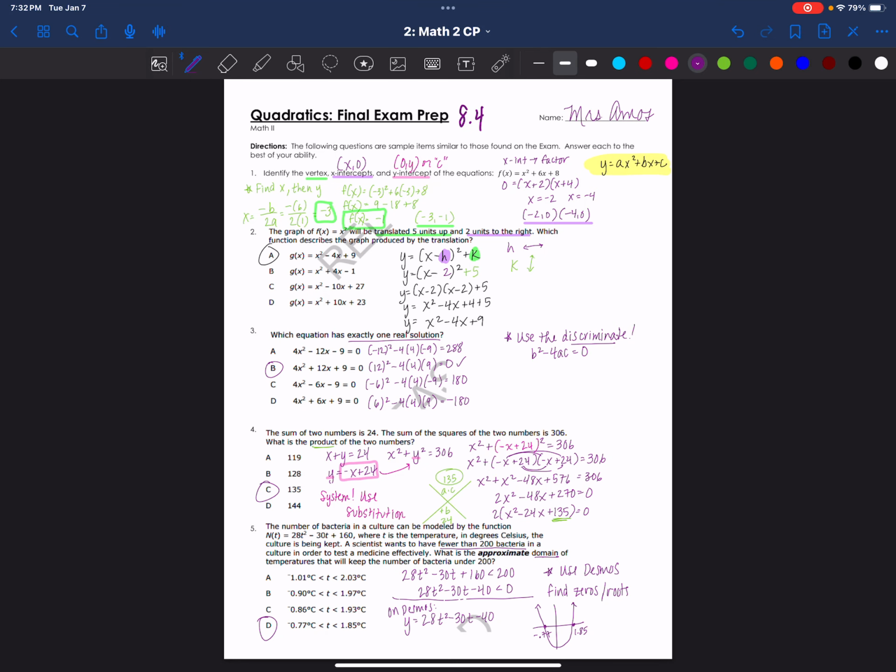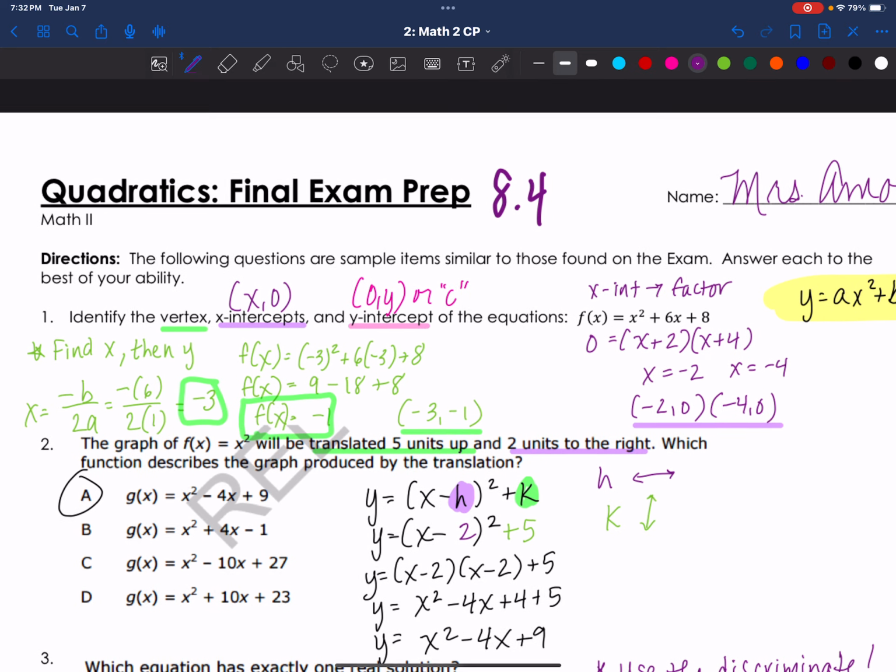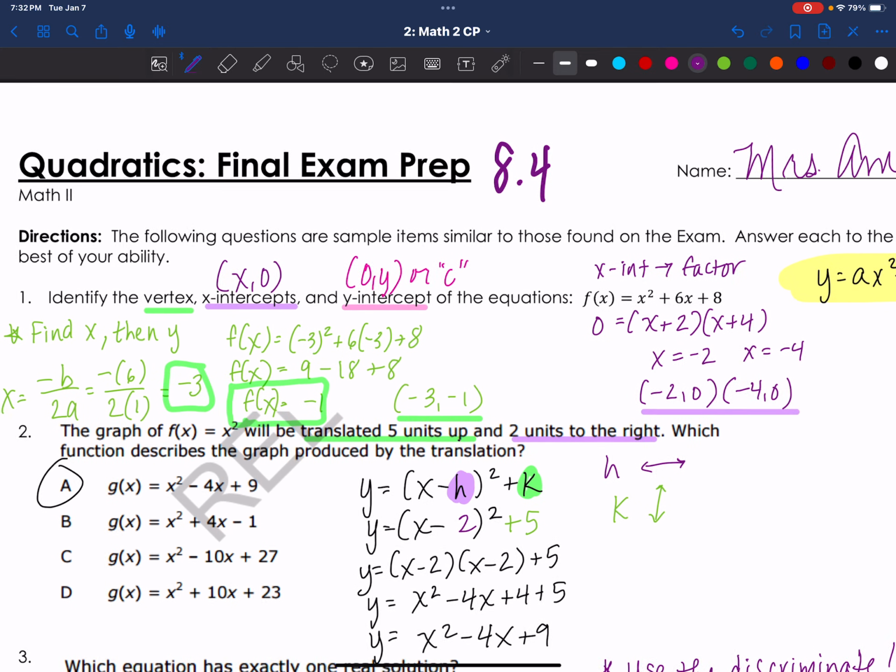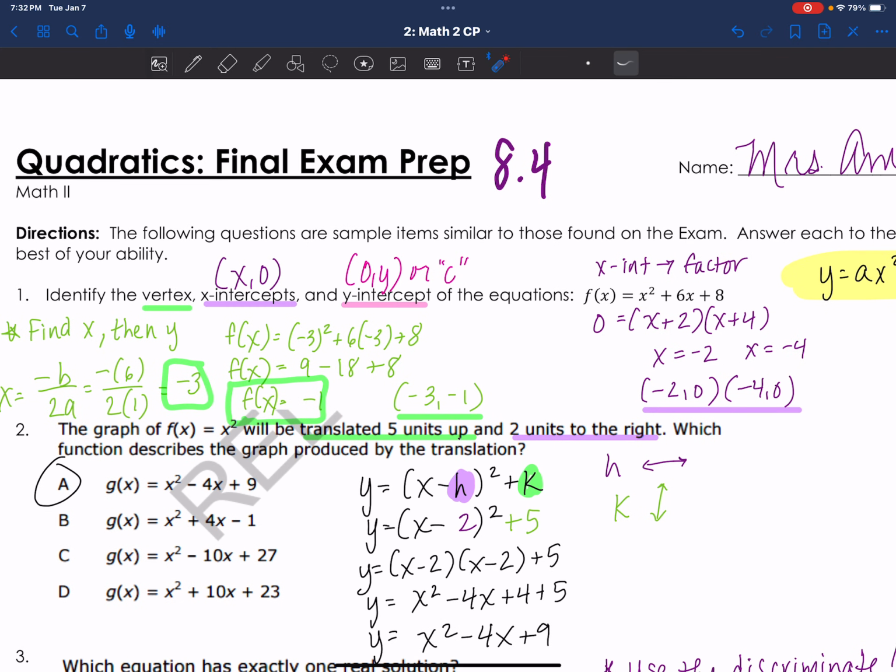All right, today what we're going to do is a quadratics review. So let's get started with this first part. For number one, it says to identify the vertex, x-intercepts, and y-intercepts of this equation right here.